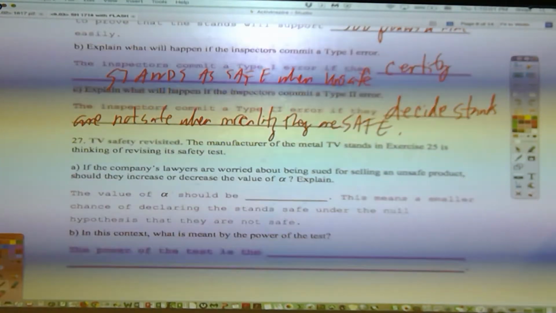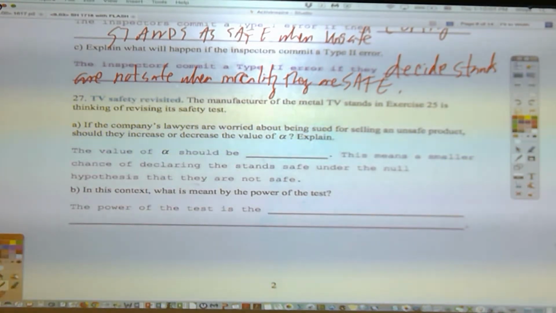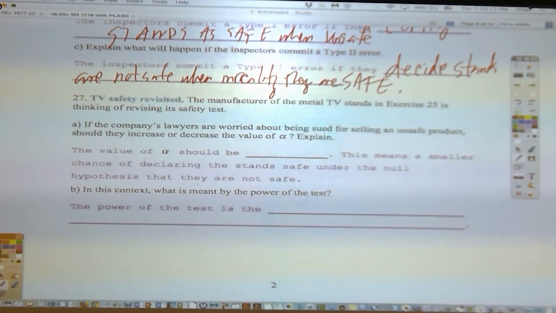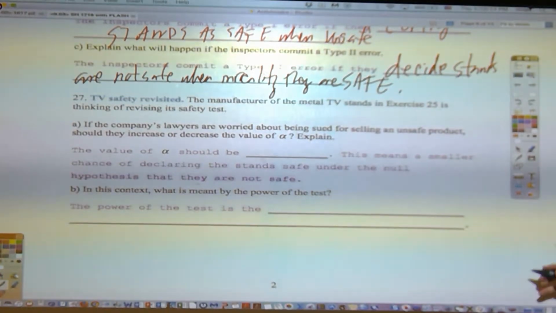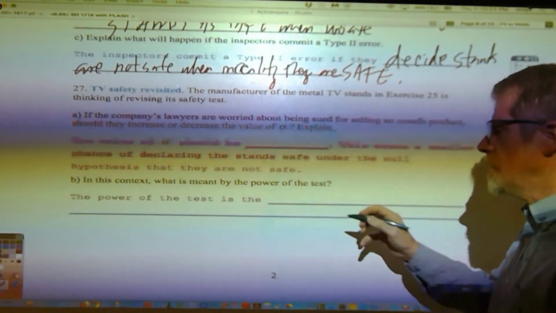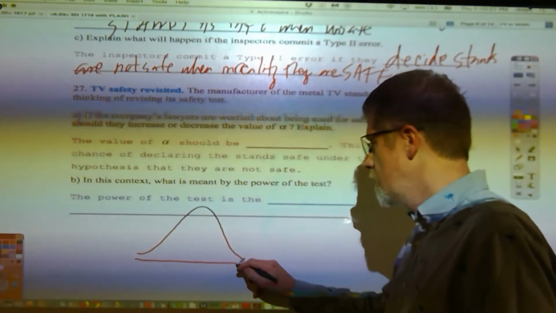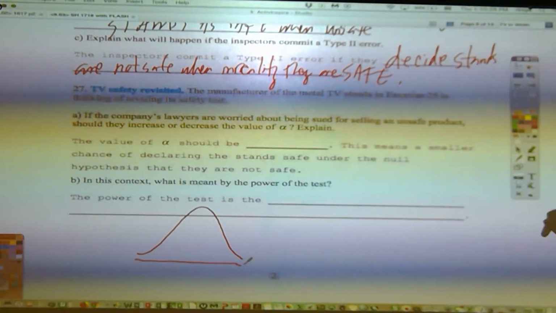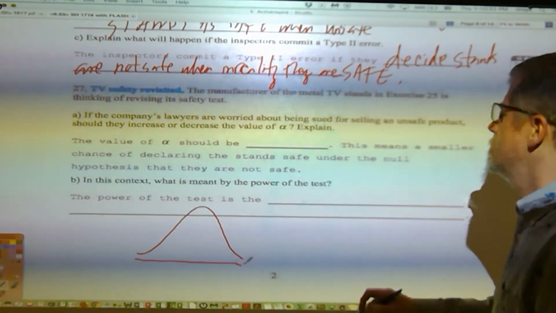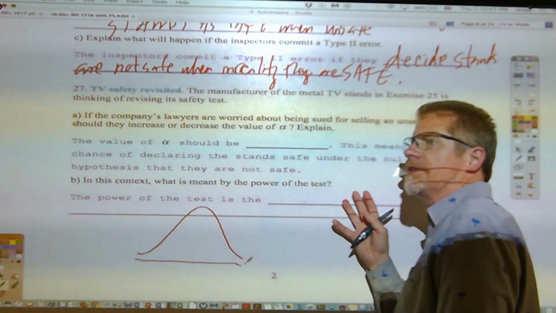TV safety revisited, number 27. Now, the manufacturer of the metal TV stands in exercise 25 is thinking of revising its safety test. If the company's lawyers are worried about being sued for selling an unsafe product, should they increase or decrease the value of alpha? Okay, so let's draw a picture to understand what's going on. They're worried about being sued for selling an unsafe product. So, what type of error are they concerned about?